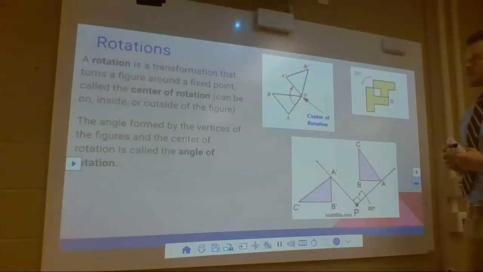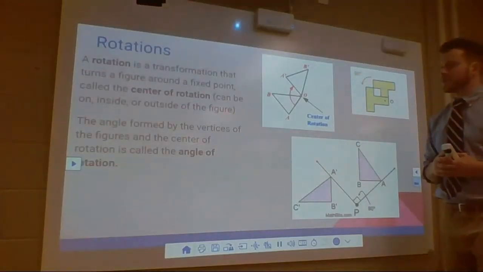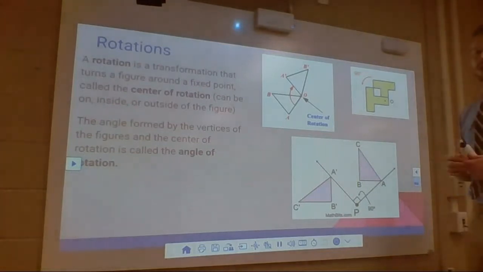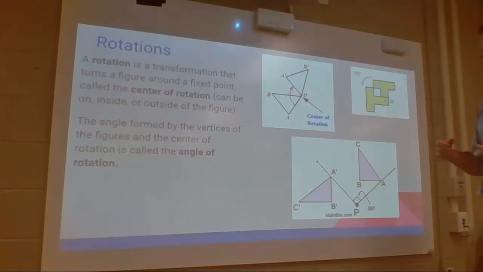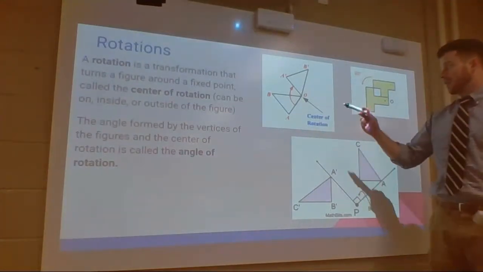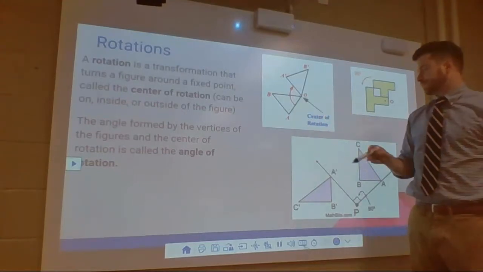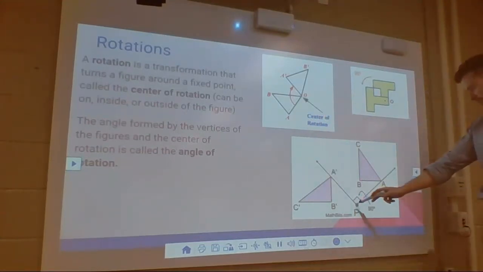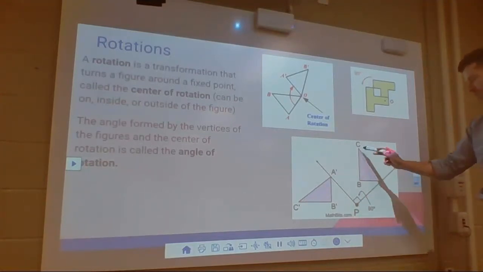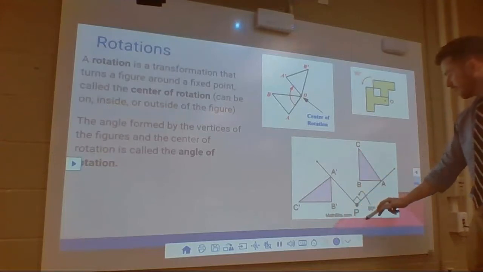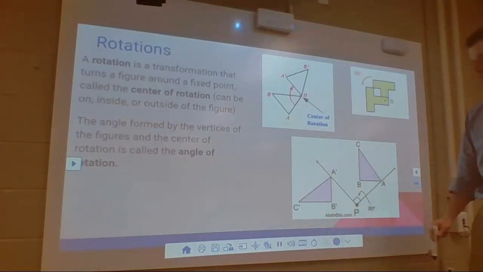Let's get going. So a rotation is a transformation that turns a figure around a fixed point, and we call that the center of rotation. So it can be on, inside, or outside of the figure. So here we have some examples. We have the center of rotation here. It would be at this point O. It's rotating around this point O. And then we have a point right here. This point P is outside of the figure, so that would be the point of rotation. The figure is rotating around that point of rotation, which in this case is outside that figure.